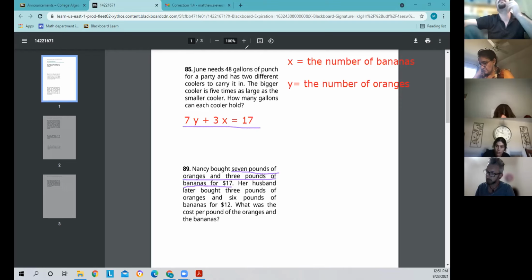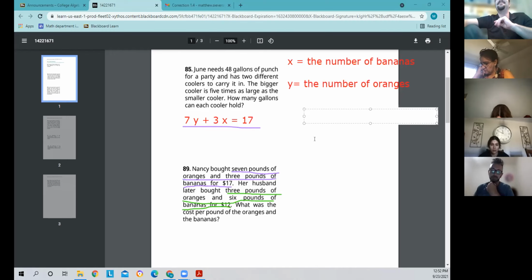So that's coming from that statement. Her husband later bought 3 pounds of oranges and 6 pounds of bananas. This is like something straight from Facebook almost, I feel like. How do I write this out? 3y plus 6x equals 12.